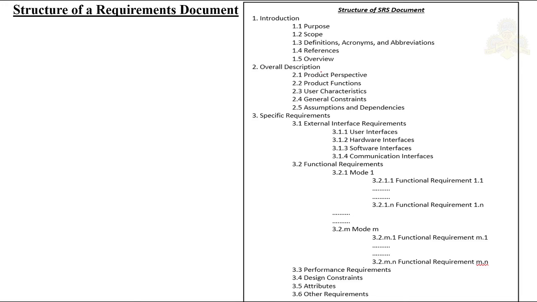Now, this product perspective is essentially the relationship of the product to the other products, defining if the product is independent or it is part of a larger product, and what the principal interfaces of the product are. The product functions are nothing but the generic functions, not the detailed ones, mentioned here. Again, if you have any assumptions or dependencies in your system, you have to list them here.